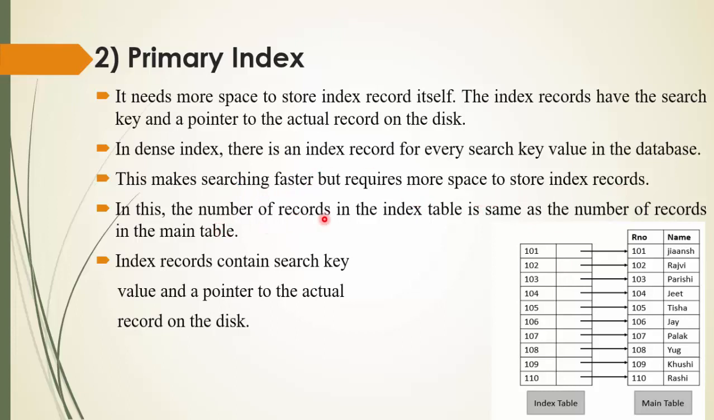In this, the number of records in the index table is the same as the number of records in the main table. As I have explained here, in the main table and the index table, both are the same. Index records contain the search key value and a pointer to the actual record on the disk. So in the index table, two columns are there: the index record and the pointer to the actual record on the disk. This is the main table. So this concept is known as a dense index. In a dense index, an index entry is created for every search key value.